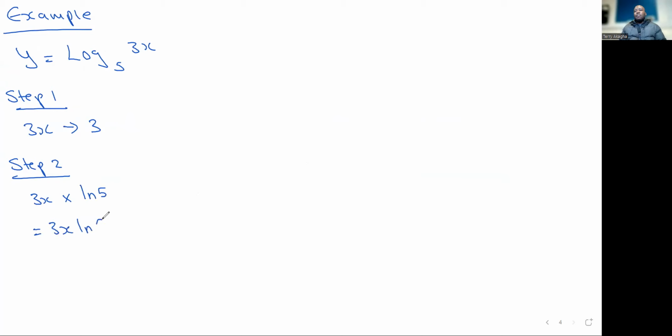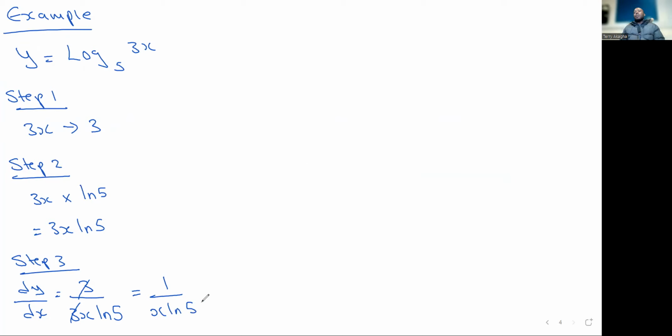And this is going to give you 3x ln 5. Then step 3, to get the dy over dx, we need to divide the answer from step 1 by the answer from step 2. So that will give you 3 divided by 3x ln 5. And this 3 can cancel this 3, and that will give you 1 over x ln 5. Okay?